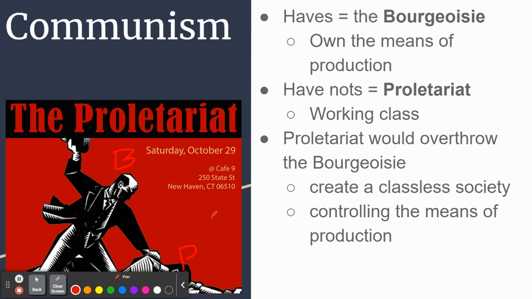What Karl Marx and Engels believe is that someday the proletariat will rise up, kill the bourgeoisie, and they will create this classless society where everybody is the same, and the government controls the means of production. So there will be no social classes, and the government will kind of dish out all the resources and money to people based on their need.